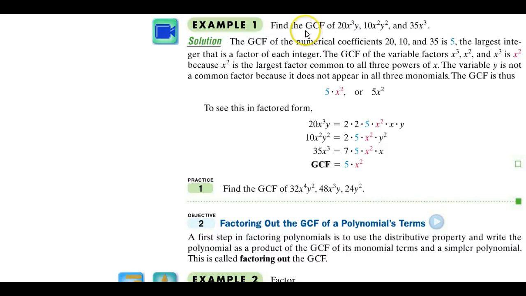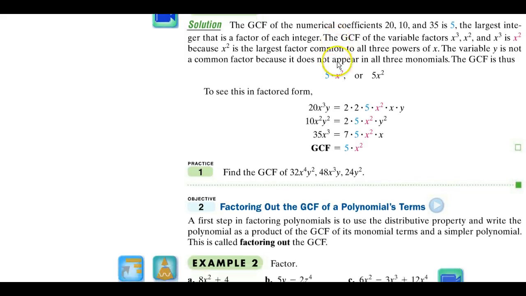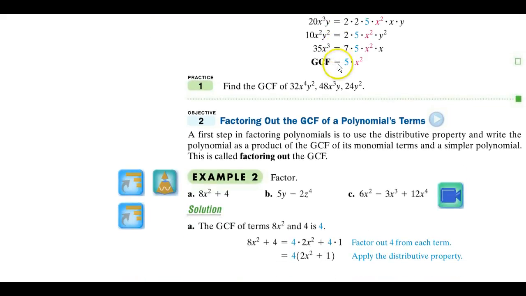So we did example 1 pretty well here. Let's try some other examples. So in looking at A here, we have 8x squared plus 4. And this looks like something we might have done before. So the technique is put a parenthesis here, and we know we're going to have a plus in the middle.